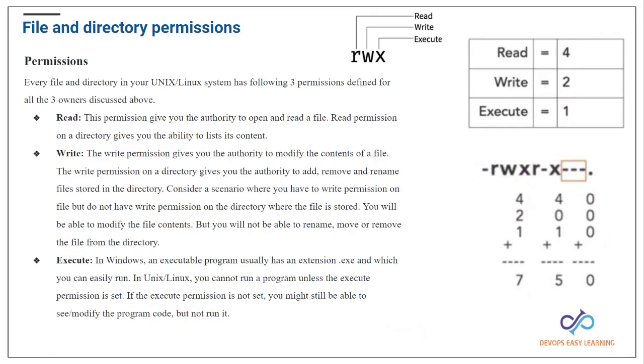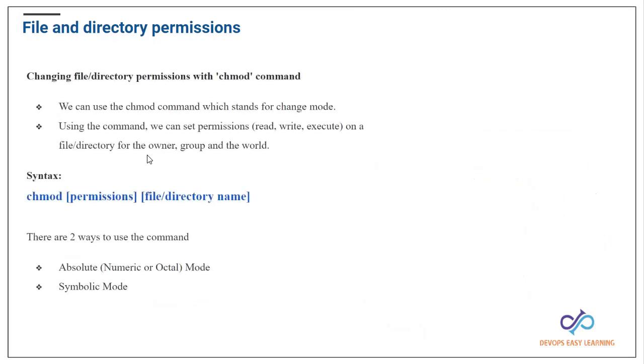Now, here, how do we change file permission? We use the command change mode, which I will call the chmod command. And when you say chmod, you can go ahead and write the permission, and when you are done, you go ahead and put the file or the directory name. And there are 2 ways to use this command. We have something called absolute or numeric or octal mode, and we also have symbolic mode.